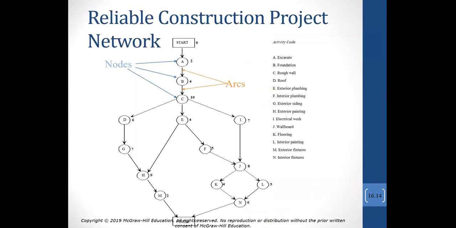So again, back to that graphic where we've built our project network, the nodes are our activities, and the arrows are our arcs, showing what is the relationship, what has to happen before I can do another step in that activity.